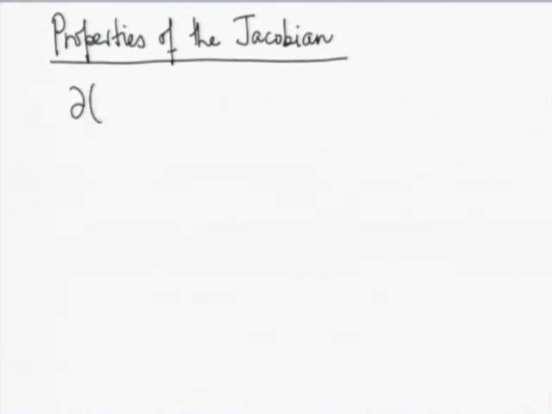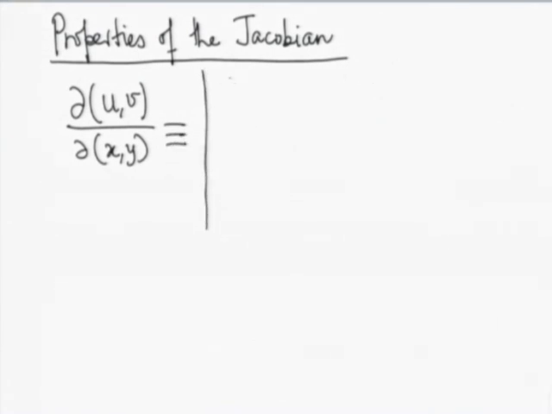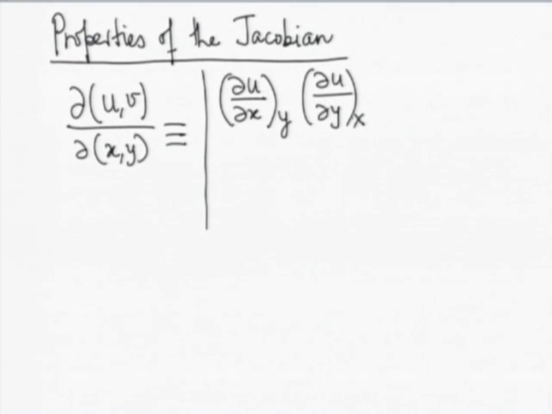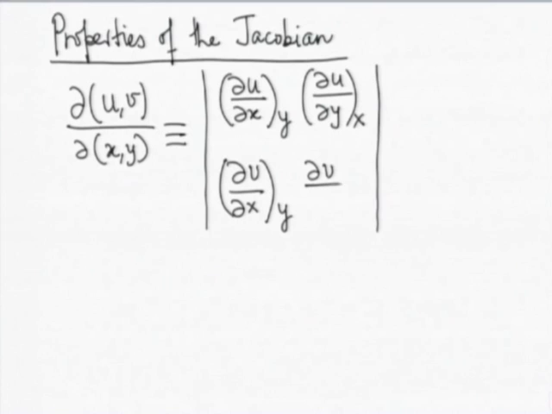The Jacobian of u, v, now I am looking at, not u is not internal energy and v is not volume, is defined as a 2 by 2 determinant. The first row has partial of u with respect to x at constant y, partial of u with respect to y at constant x. The second row is partial of v with respect to x at constant y, partial of v with respect to y at constant x.